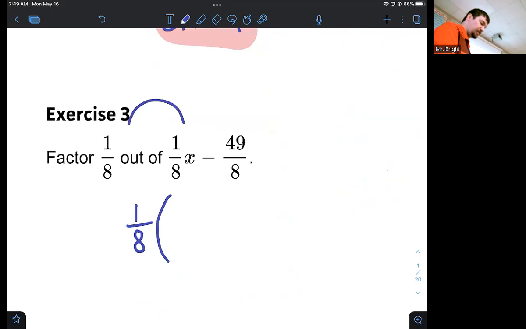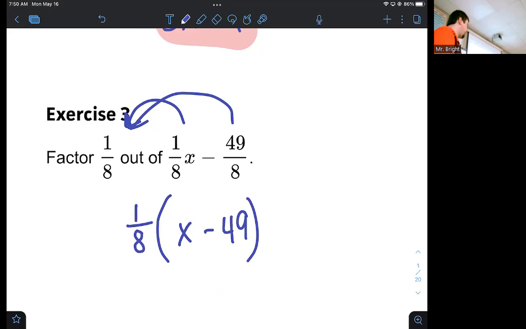Now we're going to factor out both of these terms by 1/8. How many times does 1/8 go into 1/8? Once. So that'll leave us with 1x, or just x. How many times does 1/8 go into 49/8? 49 times. And there's a minus sign. And that's our answer. When you factor out a 1/8 out of a 1/8, it becomes a 1, or just an x here. And when you factor out a 1/8 out of a 49/8, it becomes 49. So you can double check your answer. You can distribute it back in, and you should get the same thing you started with.